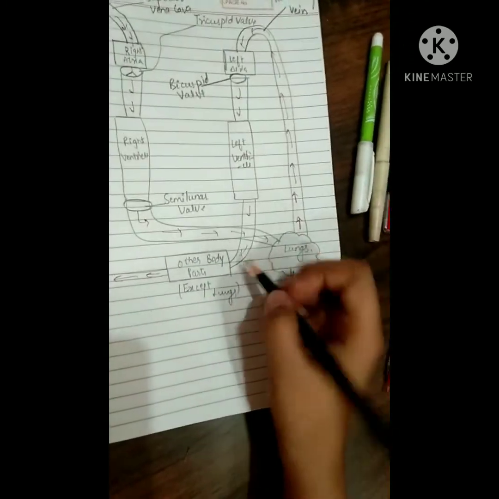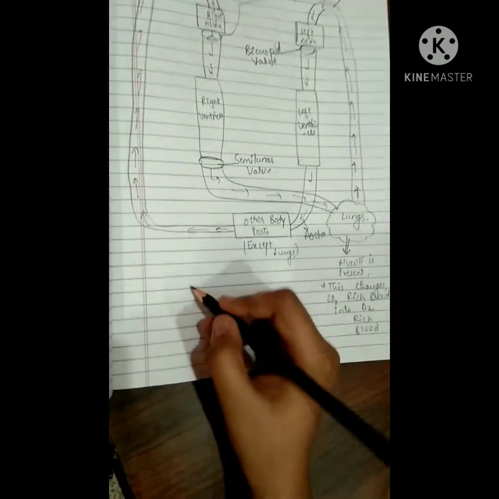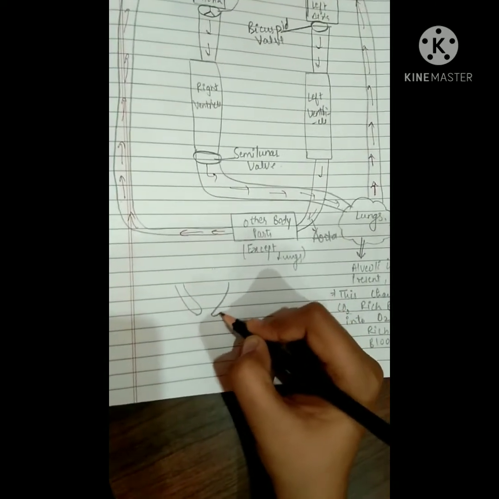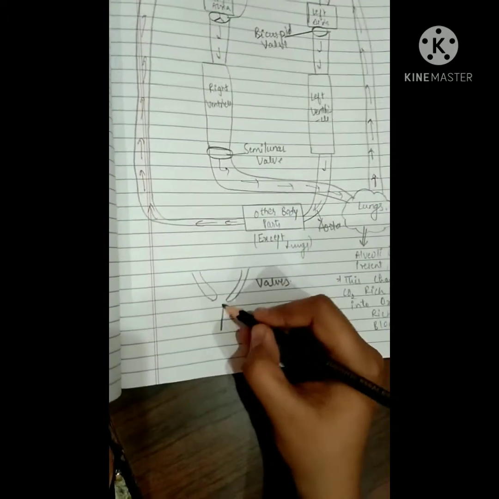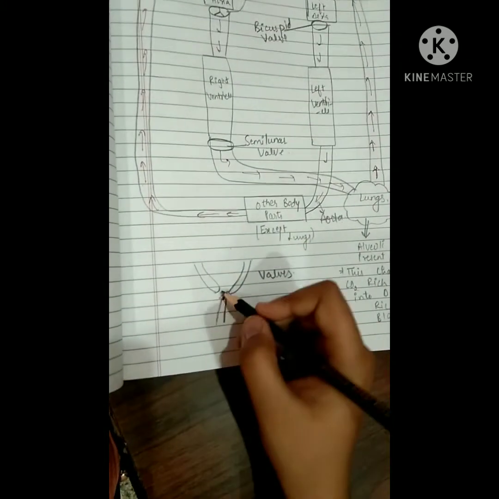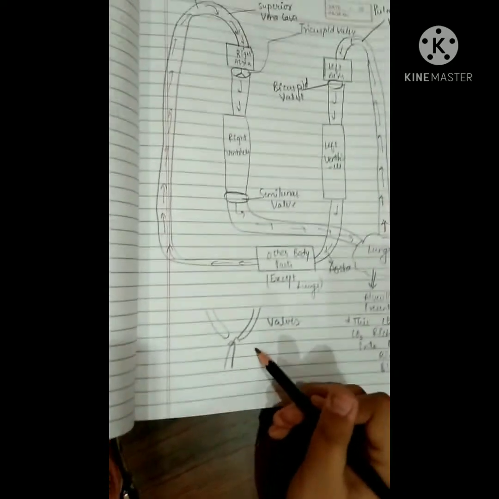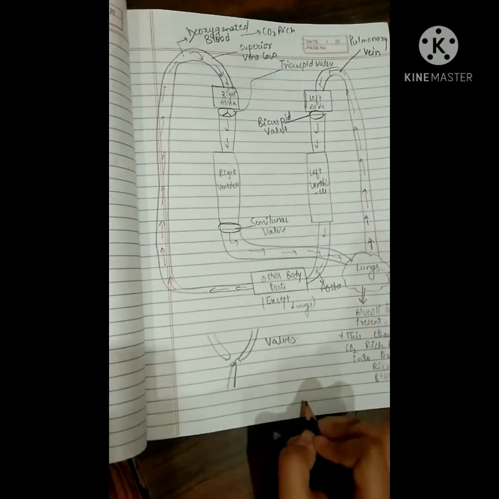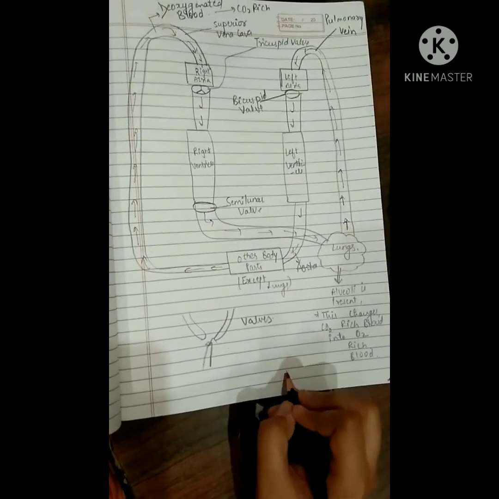The aorta is one of the thickest vessels. Valves are like this. These are valves. As the blood pours, they maintain the unidirectional motion and also prevent the backflow of blood. So this is the simplified way to learn about the human circulatory system. Let us draw the actual diagram of the human heart.